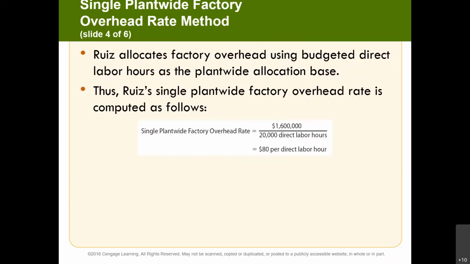So to figure out our single plant-wide factory overhead rate, we take the total overhead that has been budgeted for the year, that's 1.6 million. We divide that by the 20,000 direct labor hours that have been budgeted for the year. And that gets us to an overhead rate of $80 per direct labor hour. Everyone understands the concept so far? Yep. Great, wonderful.